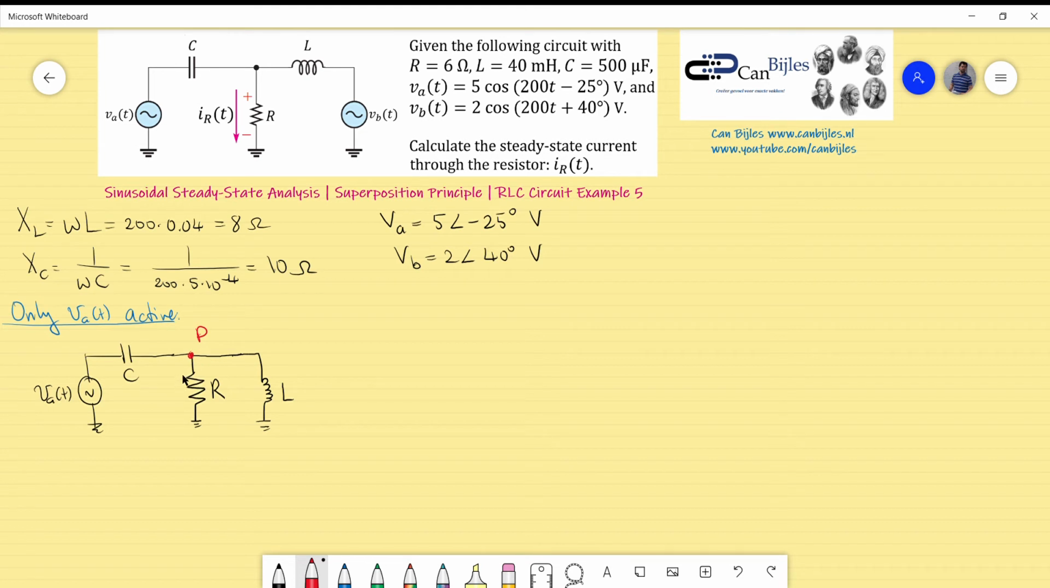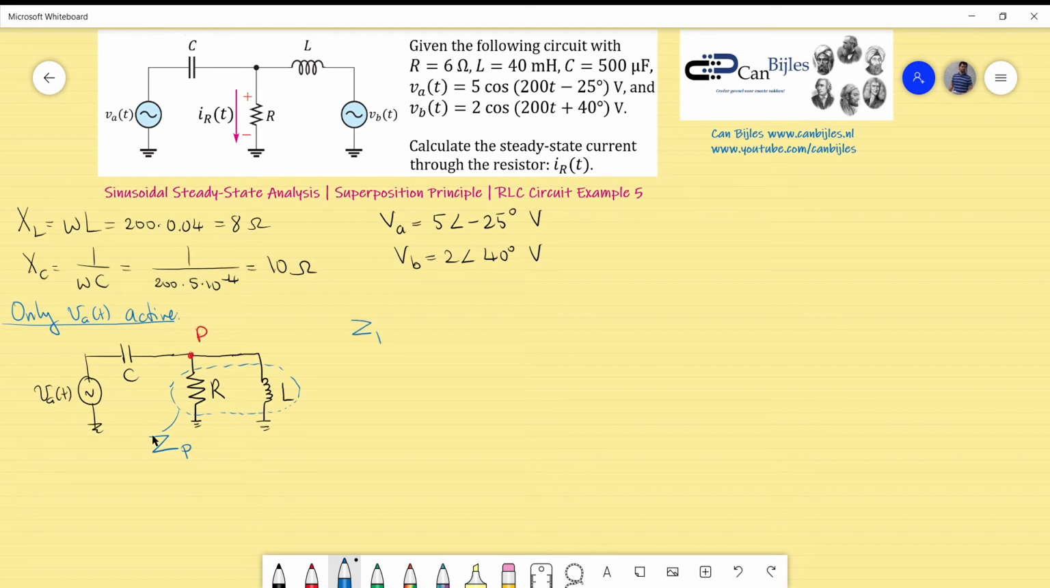What I want, of course, is the current through this resistor R. If I know the voltage at this point, which I now call P, it is the exact same voltage across the resistor R, and then using Ohm's law I can calculate the current. So what I'm heading towards is the voltage at this point, VP. Before I can do that, I will combine these two elements together into a combined impedance, Z of P.